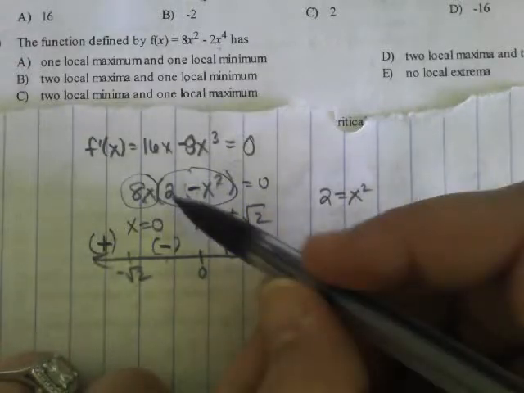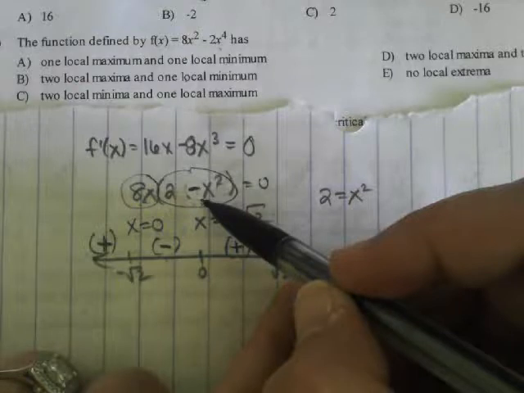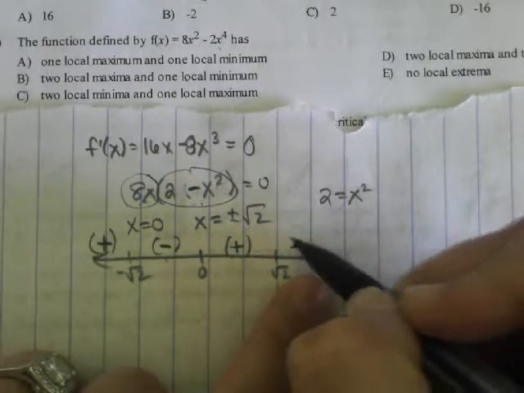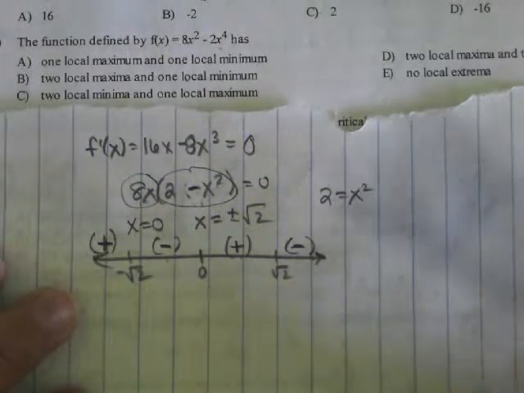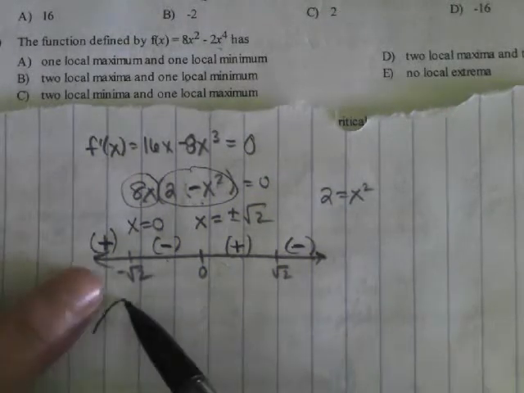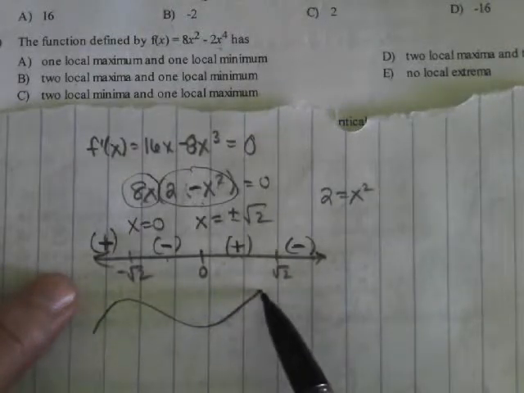So, I'm increasing, decreasing, increasing again, decreasing again. My graph looks something like that general shape. So what do I have? How many maximums? 2. How many minimums? 1. So option B.